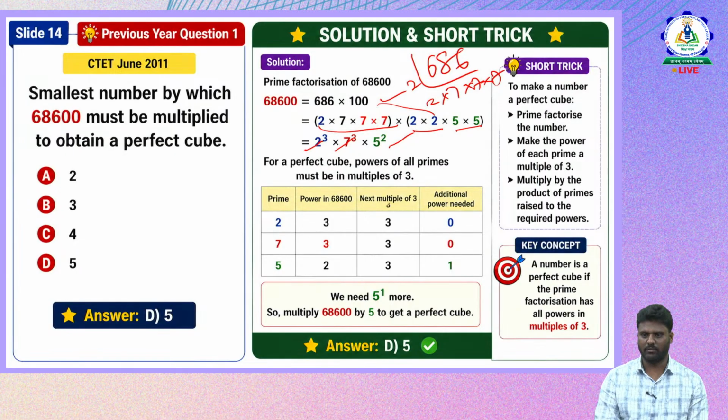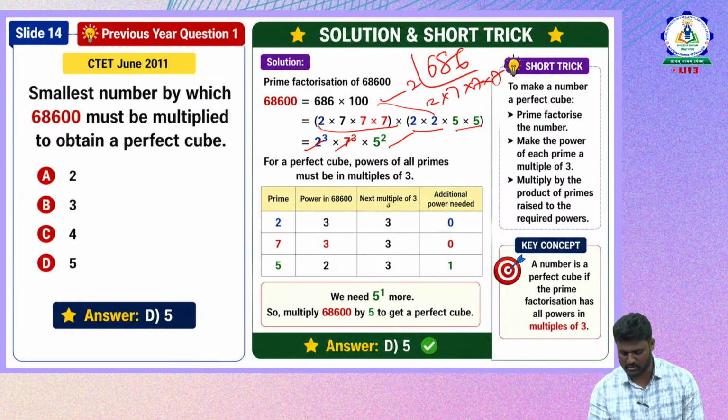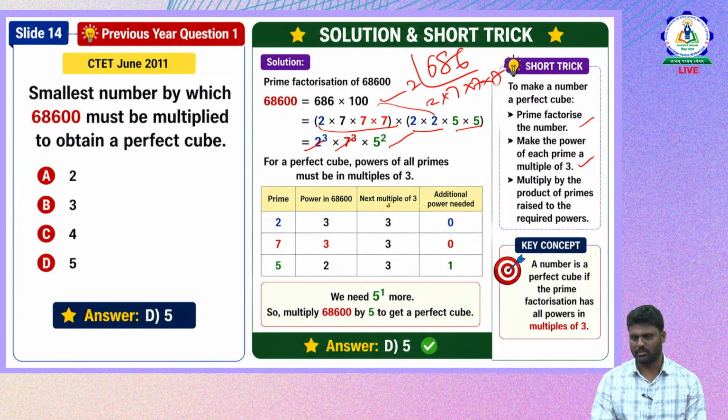To make a number a perfect cube, prime factorize the number and make the power of each prime a multiple of 3. Even in the square and square root concept, to make it a perfect square we multiply the given number by a suitable number. Similarly, in this case, make the power of each prime a multiple of 3, then multiply by the product of primes raised to the required powers.